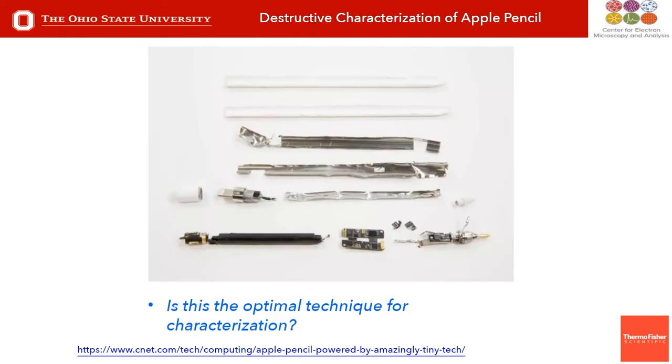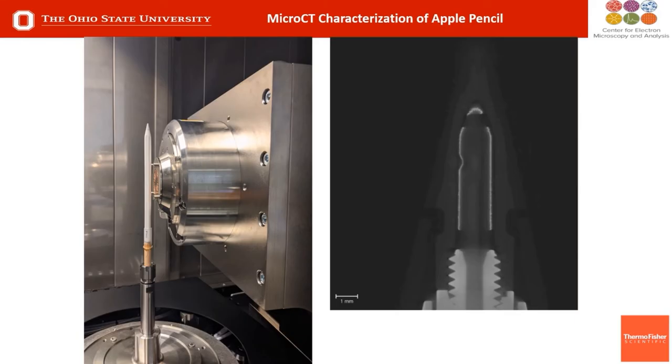So after this teardown, this is what we were left with. We have a pencil that's broken in half. You have a bunch of metal components all ripped apart, and it's never going back together. And if you're working in another area, you may want your component to stay together and be able to interrogate it. So is this really the optimal technique? Technology's improved significantly, and so we'd hope that we can give you a better method to probe your material or your engineered part. And this is where MicroCT can really play a role.